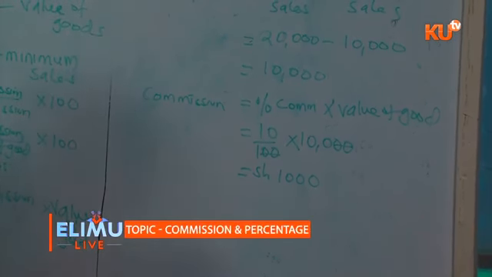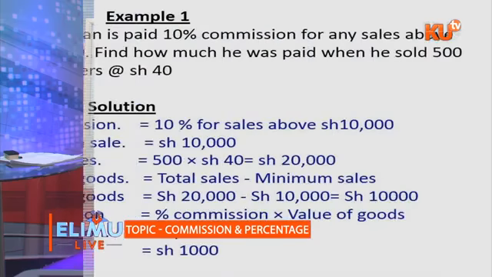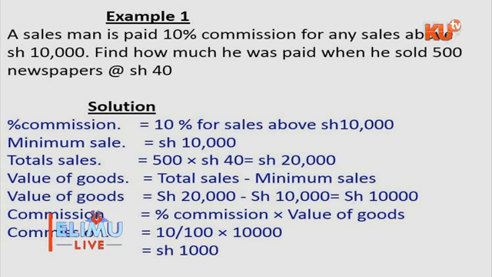Then after that, we are told to find how much he was paid when he sold 500 newspapers. So the amount of money that was paid was 1,000 shillings, because in this case, this person was not getting any salary. So if he was not getting any salary, then the money that he's going to get is just the commission, which is 1,000. So that becomes the answer.